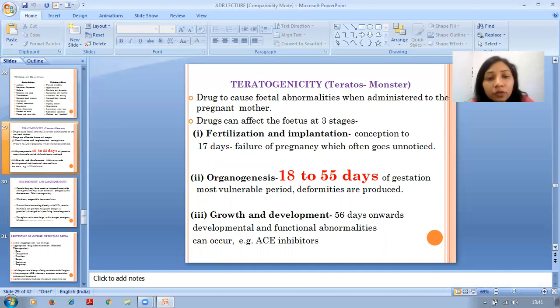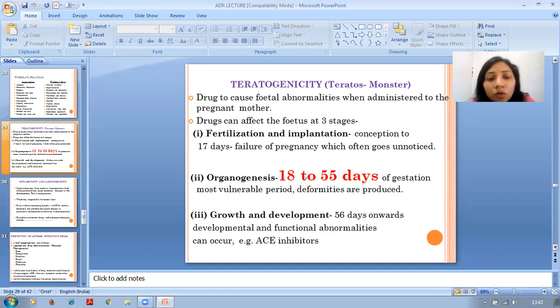The next period is very important and the most vulnerable period, organogenesis. This period ranges from 18 to 55 days. If a female takes a teratogenic drug during this period, major deformities can occur because organs are formed during this period. For example, thalidomide can cause phocomelia. Anti-epileptic drugs like valproate can cause neural tube defects. Warfarin can cause fetal warfarin syndrome.